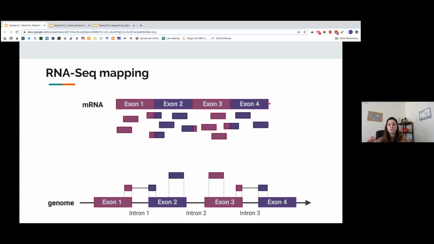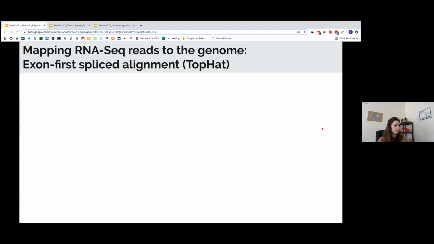So if the goal of your experiment is to find novel transcripts and novel isoforms, that cannot be done if you only inform your aligner of the transcripts you know. So mapping to the genome will maybe give you a new isoform that doesn't contain an exon, for example, or that contains an exon that was not known in the particular annotations that you have now. So it all depends on your goal.